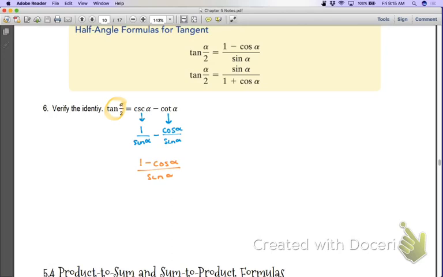Have I seen this somewhere? Maybe recently, in a yellow box with black lettering, maybe right above here. I don't know, maybe. What's the orange one going to turn into? Just tangent of alpha over 2, right? Because it fits. 1 minus cosine of alpha, 1 minus cosine of alpha, all over sine of alpha. Perfect. Okay, so then this bad boy's verified.